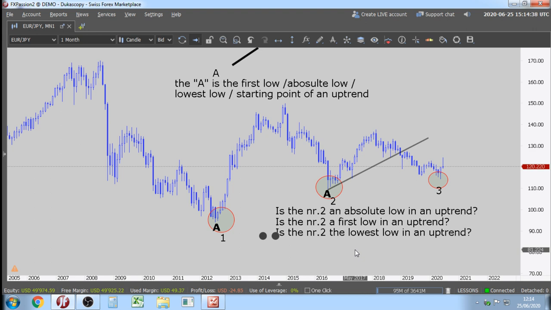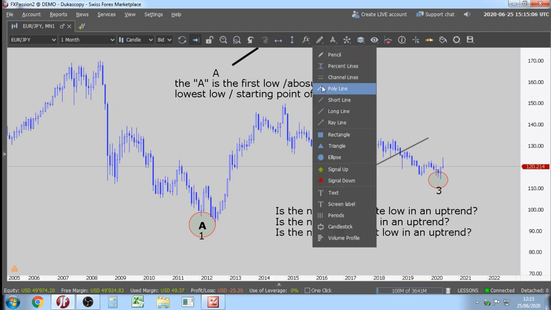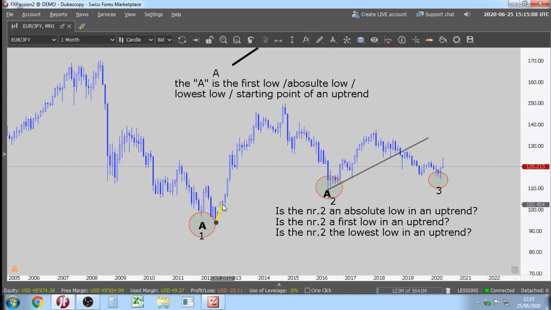Is the number 2 an absolute low in an uptrend? Is the number 2 a first low in an uptrend? Remember guys, I told you that the lessons are going to get more and more complex, if you didn't learn the basic module.